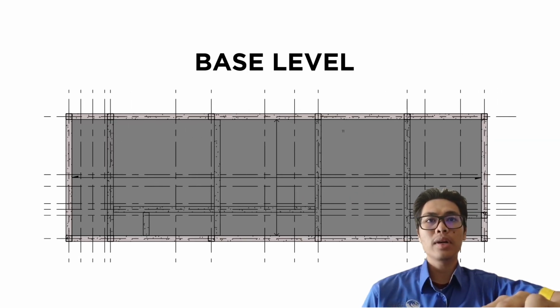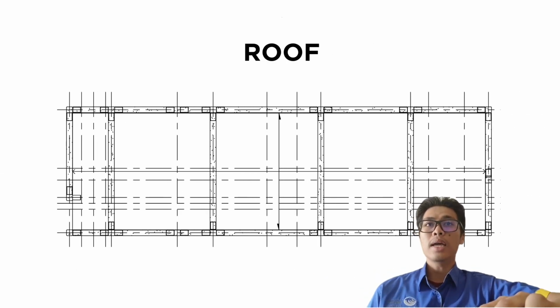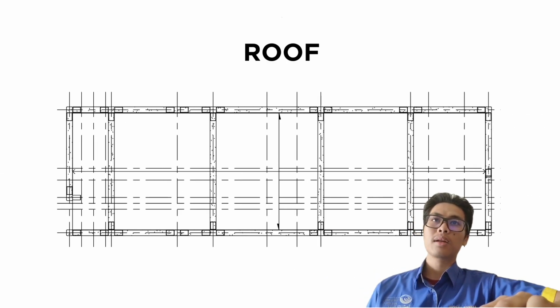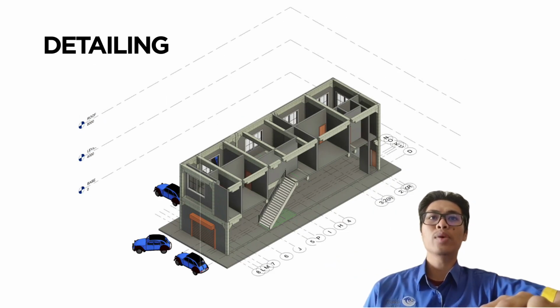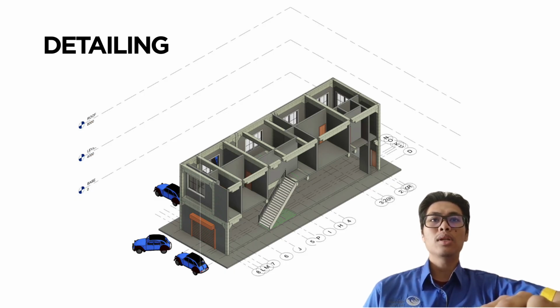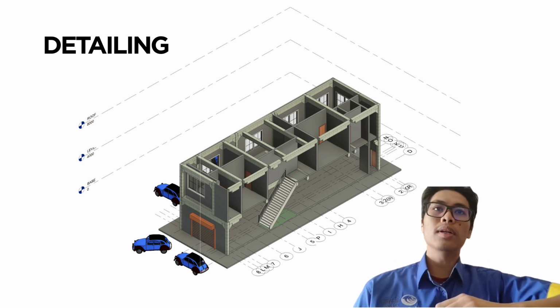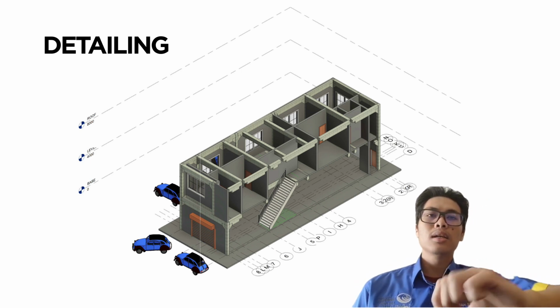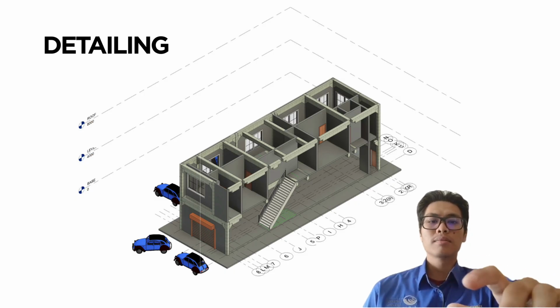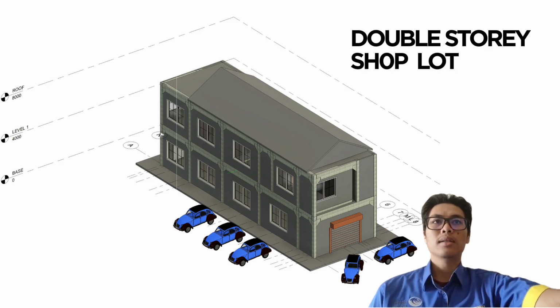This is the base level for this project, level 1, and this is the roof plan. This is the detailing of this project. We can see the stairs that connect from the basement to level 1. We can see the partition of the rooms and of each building. So this is the project.